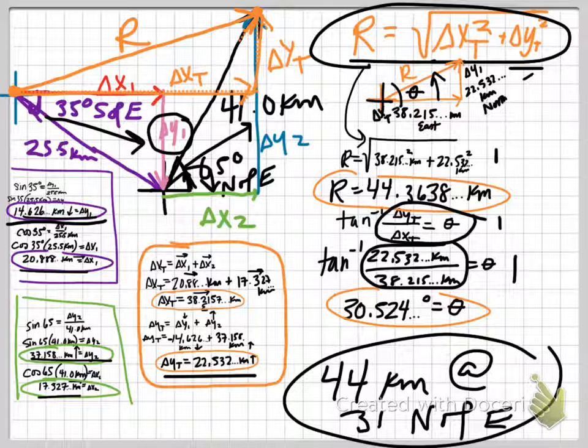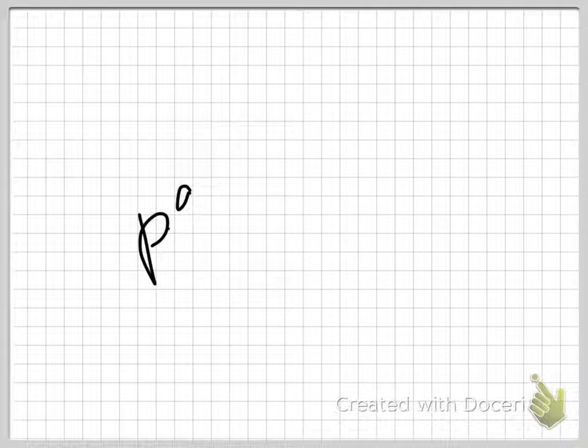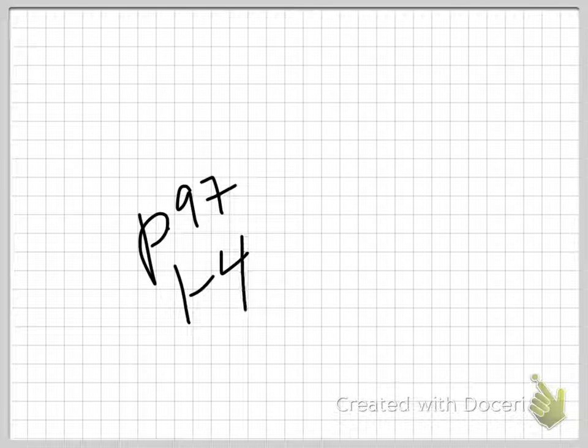That said, all of the problems here, 1 through 4, are assigned on page 97, and I'm going to give you just time to work. Page 97, 1 through 4, go.